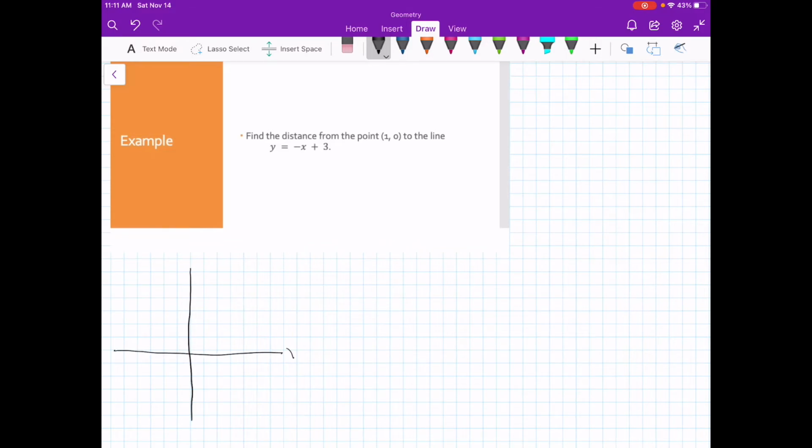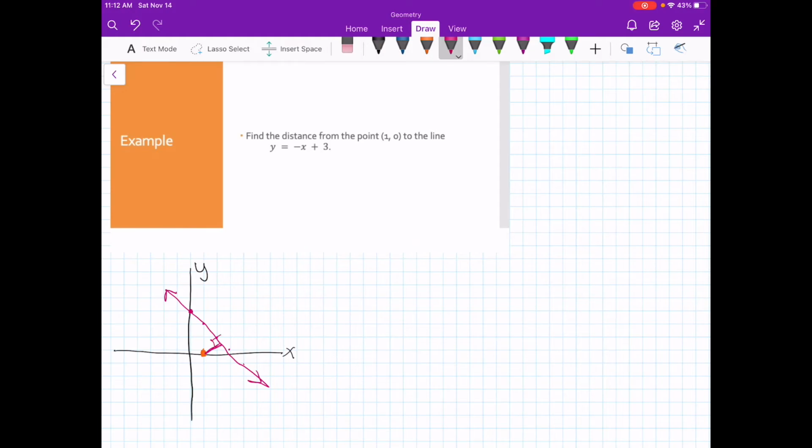So here's my graph, poorly drawn. We're looking at the point (1, 0). So it should be right there. We're looking for the distance from that point to the line y equals negative x plus 3. So my y-intercept is 3, slope is negative 1. So we're trying to find the distance between that point and that line. We're going to find that perpendicular distance.